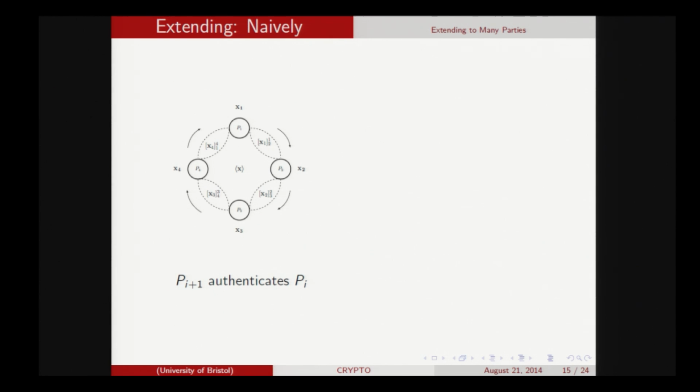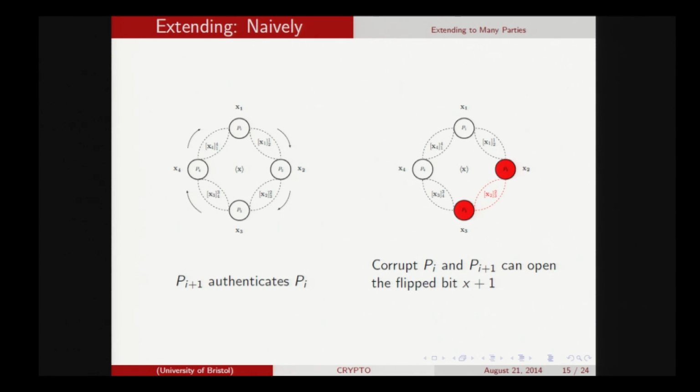OK, so in this way, you would only need to run n executions of the 8-bit protocol. And remember that this protocol builds on OT, so the fewer executions you have, the better. But unfortunately, this way is not secure. If two parties collude, then they can just open to the flipped bit.